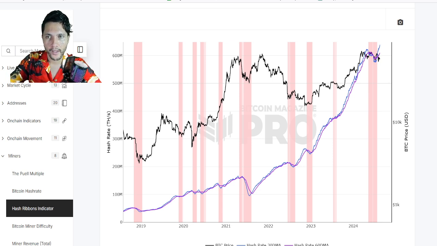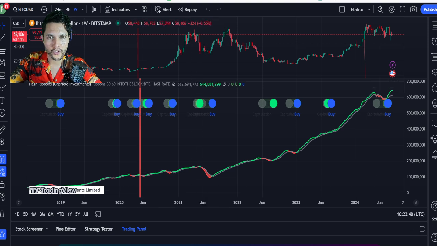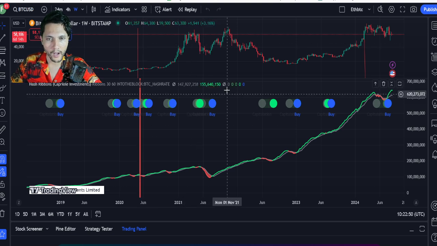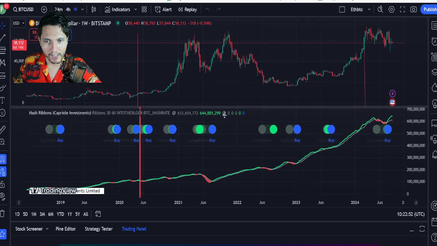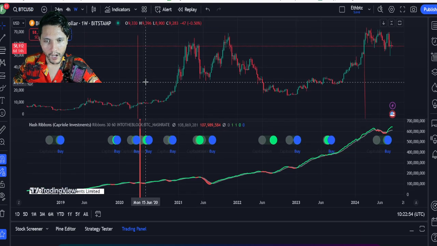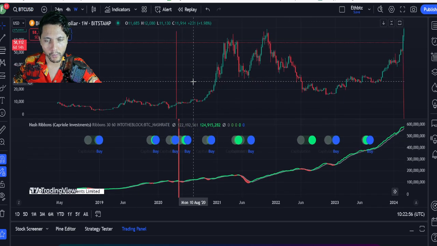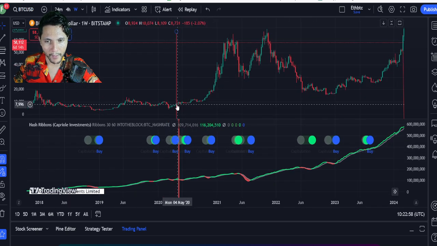an upswing, right? Now I want to show this to you on TradingView as well to make it just a little more clear here. So I'm just going to measure this from 2020. I don't want to show every single example of this happening. You can check it out yourself. You can go to TradingView and type in hash ribbons, right?